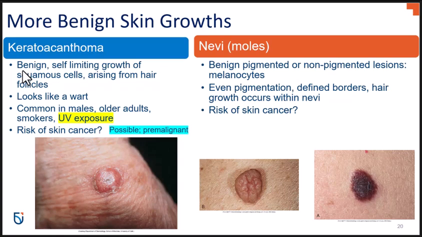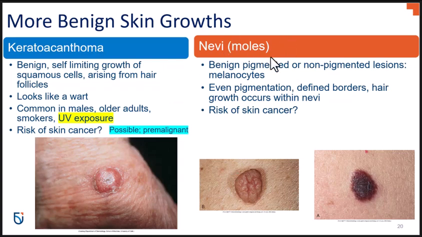So what will happen with keratoacanthoma is it will proliferate. You'll get this proliferation, and then it starts to mature, and then in a lot of cases, the self-limiting component is that it will involute. But because there is that possible risk of it becoming squamous cell carcinoma, these are usually just removed as opposed to waiting to see what happens.